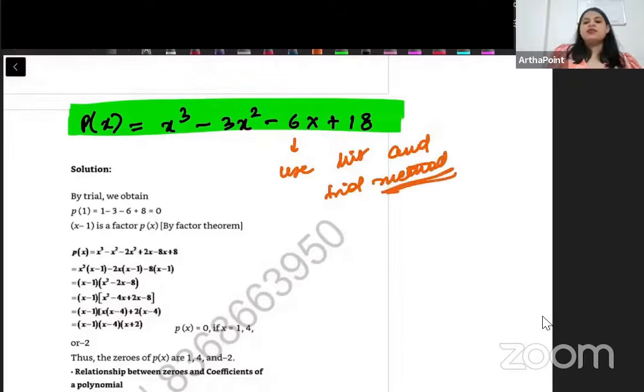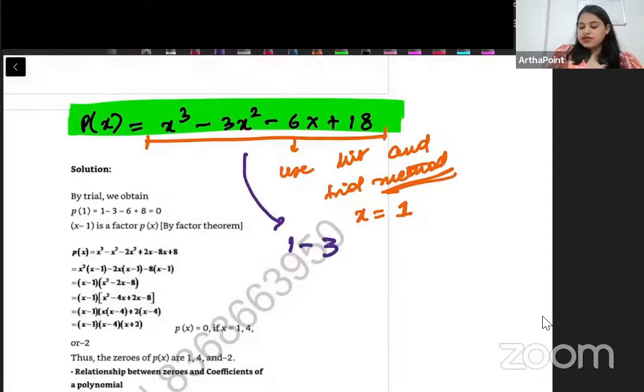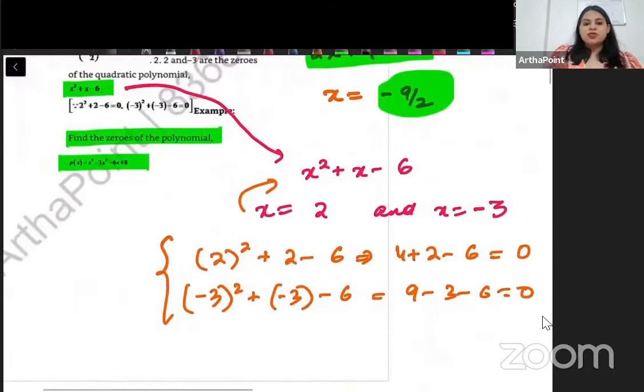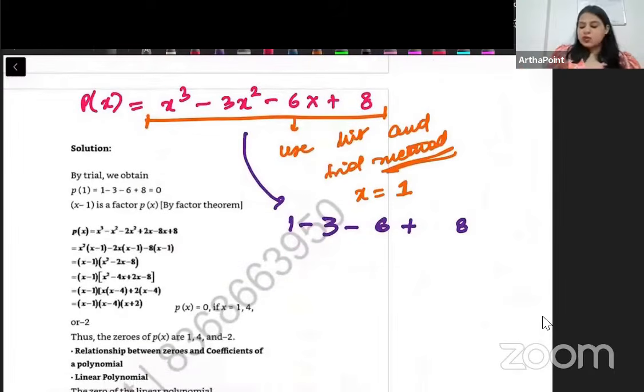By using hit and trial method, try to find the first zero of the polynomial. So let's try it by hit and trial method. Let me put x is equal to 1 and check. When I put x as 1, I will get 1 minus 3 minus 6 plus 8. So I get 1 minus 9 plus 8, 9 minus 9, which is 0.